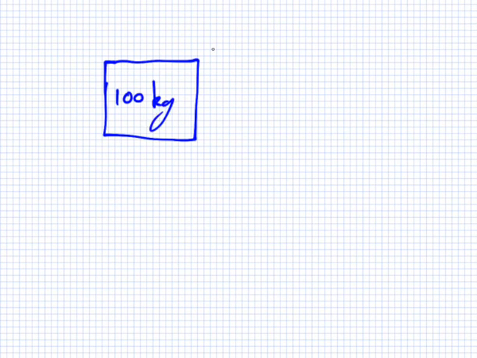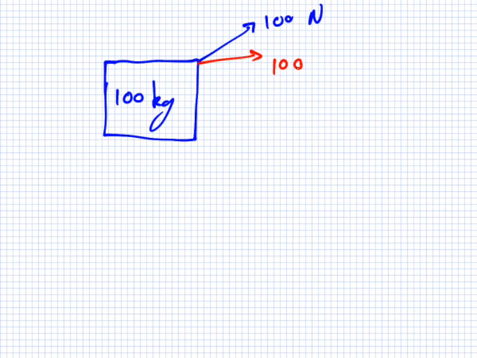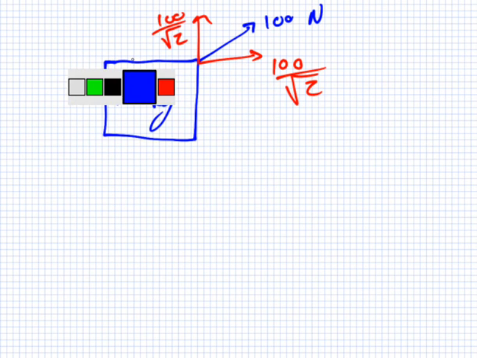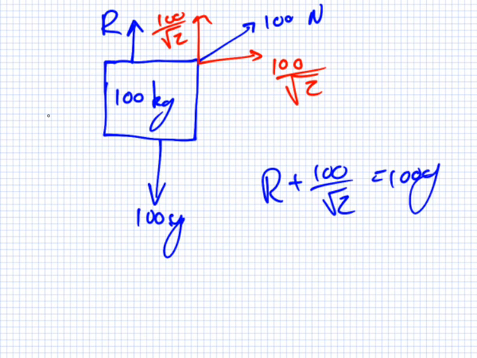So 100 kilograms, like this, and then there's 100 newtons like this. But because this is 45, this is 100 cos 45, which I know is this, and this is 100 sine 45, which I know is this. There's also a reaction force here, and there's a weight which is 100 G. So reaction plus 100 over root 2 should equal 100 G. So the answer here is 100 G minus 100 over root 2.